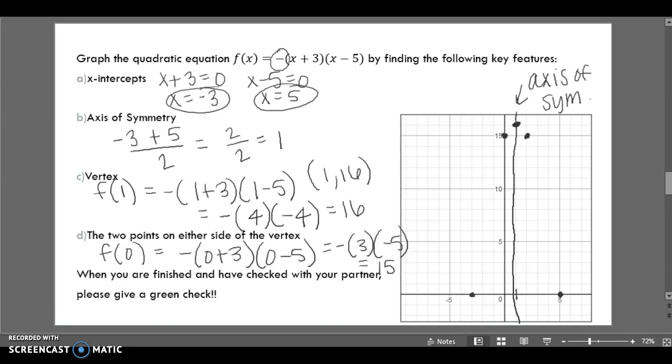Okay, and so now we can draw as best as we can on the computer because it's really hard to draw on the computer. General idea of what the graph looks like.